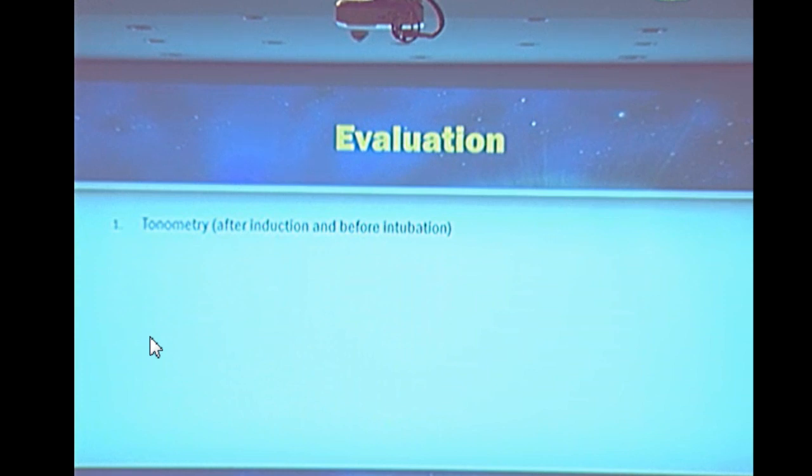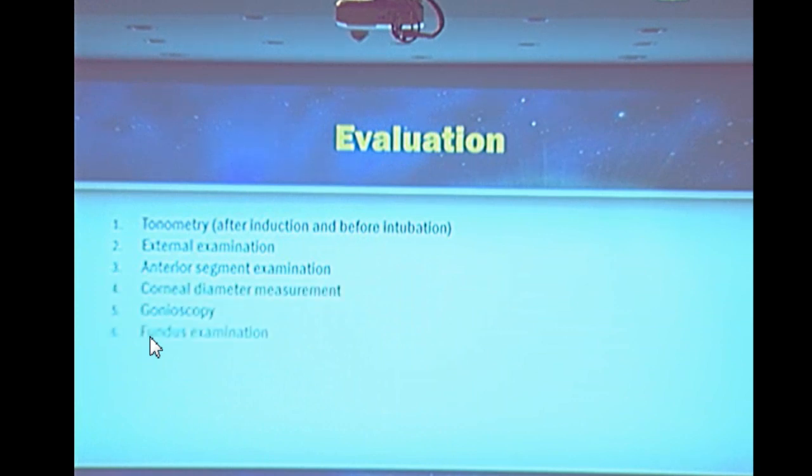Especially when you are going to check the pressure or you couldn't get it in the clinic, because of poor sedation or poor feeding, or the child is not cooperative or calm, you need to do the tonometry before intubation. Intubation will reduce the pressure dramatically. So for external examination, you will do the same things: corneal diameter measurement and gonioscopy. Even under sedation or mild sedation, we have done gonioscopy in many cases, especially direct gonioscopy, and also slit lamp and fundus examination.